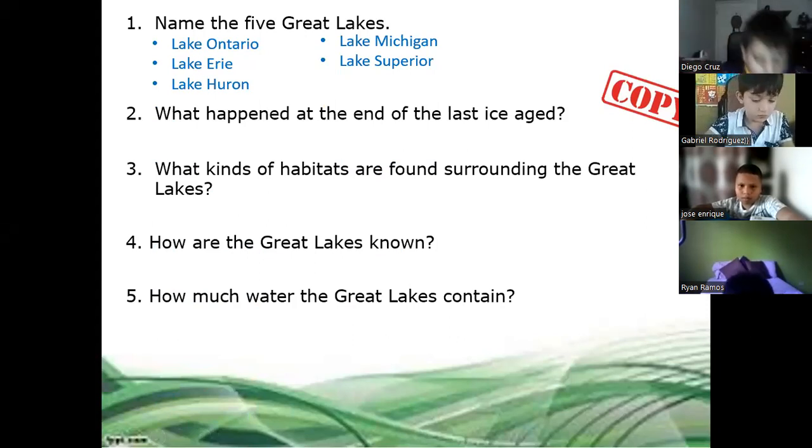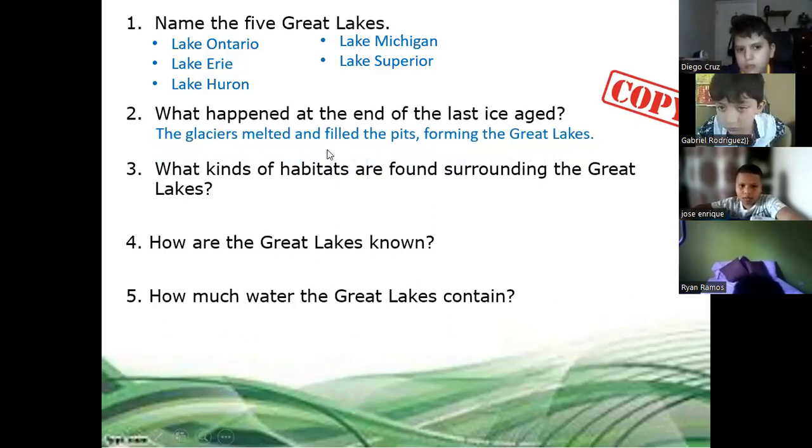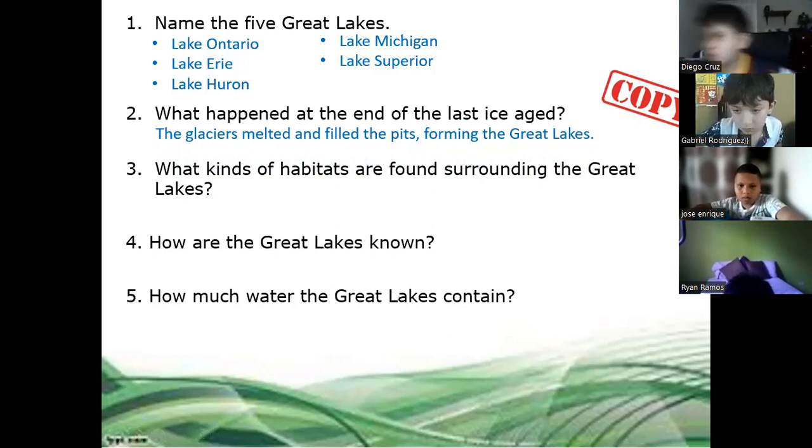What happened at the end of the last ice age? What happened with that sheet of glaciers? What happened? What do you say? Say it again. The ice combines in water and they form the rivers. Yes. The glacier melted and filled the pit, forming the Great Lakes. The glacier melted. That was what happened.